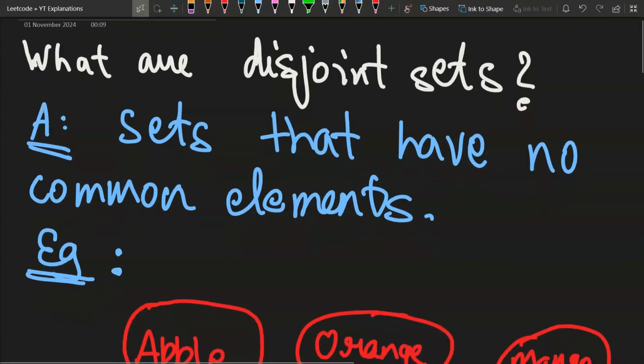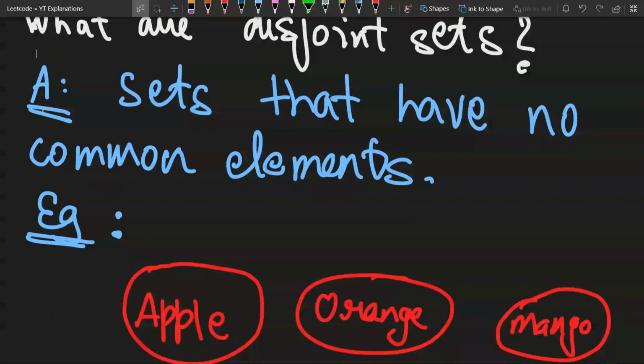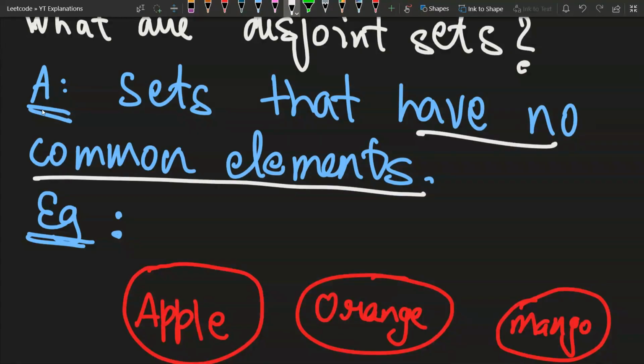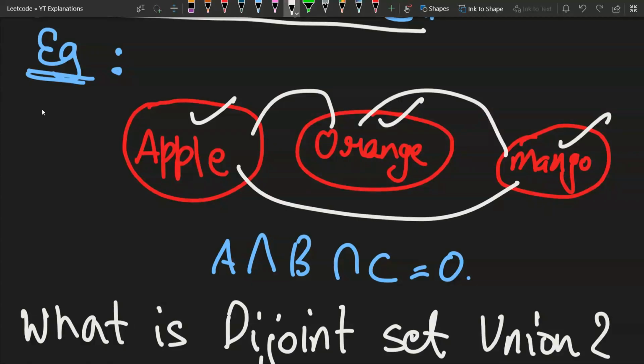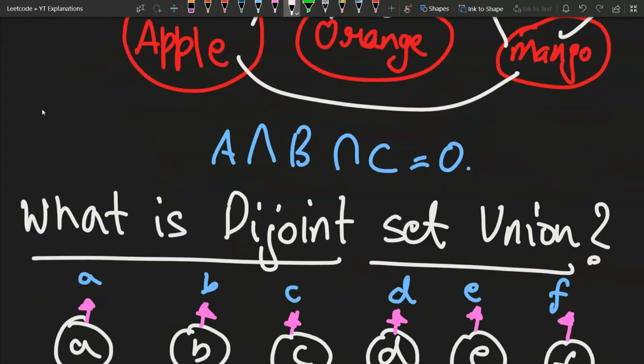So the first question is, what is a disjoint set? Sets that have no common elements are called disjoint sets, which you may have learned in your math class as well. For example, here we have a set apple, orange, and mango. Apples cannot be oranges, oranges cannot be mangoes. So the intersection of all these three sets is empty. So these are disjoint sets.